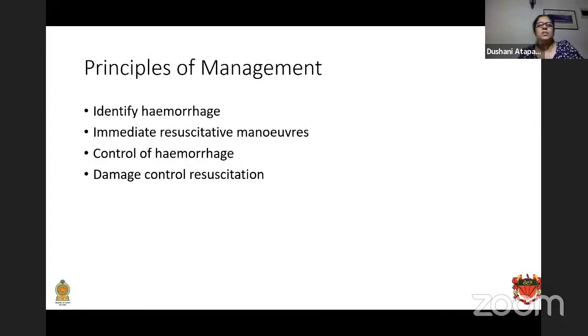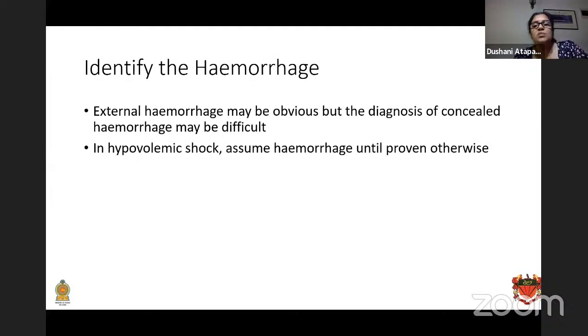So what are the principles of management? As I said, identify the hemorrhage and immediate resuscitative maneuvers, control the hemorrhage and damage control resuscitation. How do you identify external hemorrhage? If it is an obvious external hemorrhage, you can put a swab or a towel or whatever and keep continuous pressure until the bleeding is stopped.